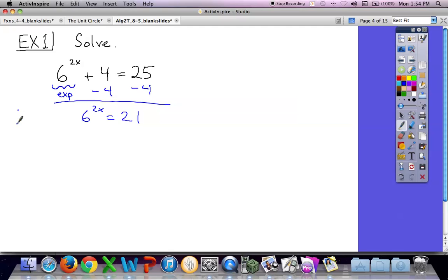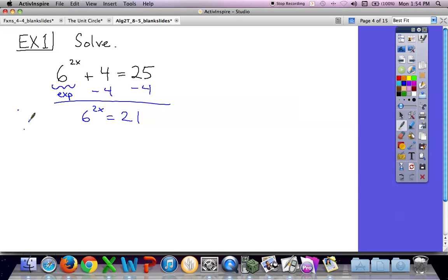Now remember when we first learned exponentials, we learned exponentials are a times b to the x. If there was another number in front of that, you would have to divide by that number. It's not part of the exponential that we're isolating. When we say exponential, we mean the thing that's being raised to the power. So only the 6 is being raised to a power. So that's what has to be isolated.